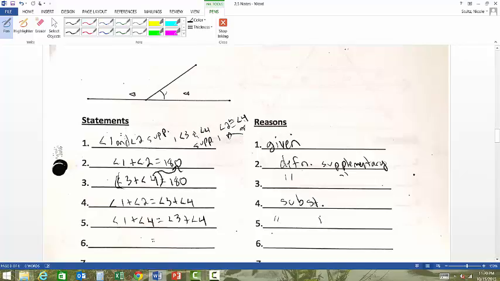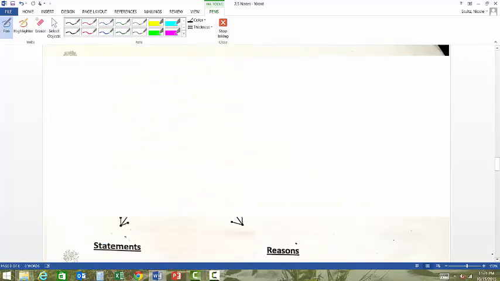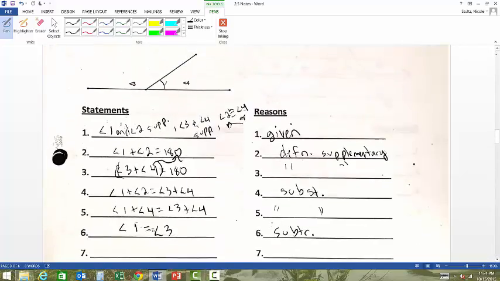And again, we call that substitution. By doing that, I can take off angle 4 from both sides. And look what I'm left with: angle 1 equals angle 3, thanks to the subtraction property. So we actually didn't need step 7 in there, and you just go ahead and cross out that line.